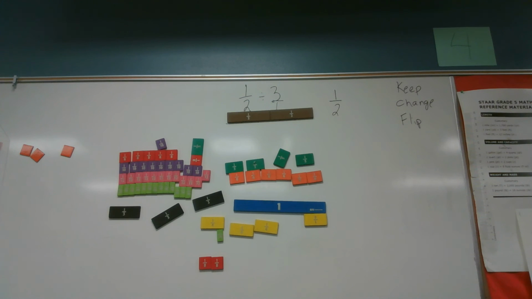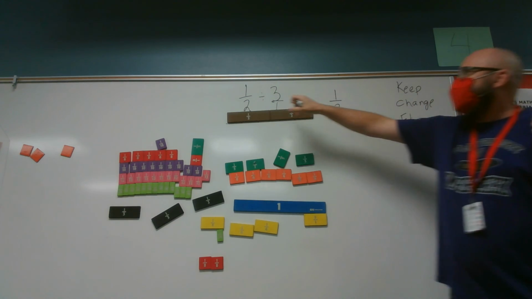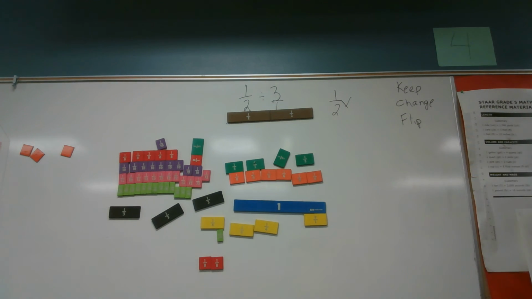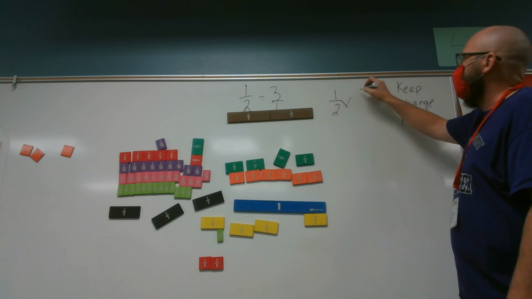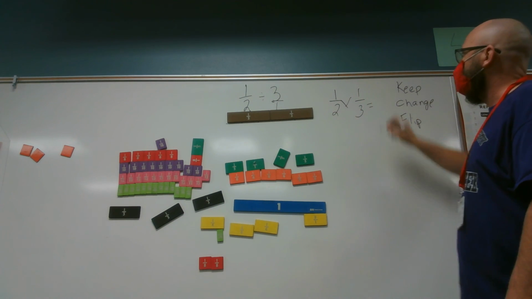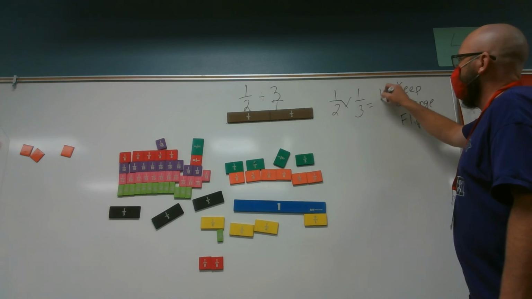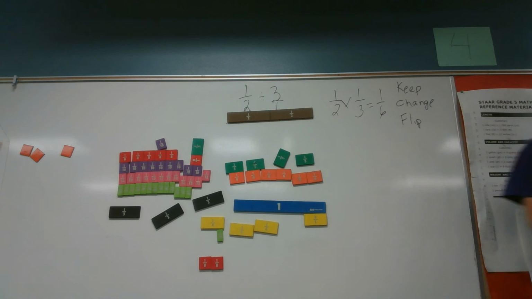So we're staying 1/2. The second, where it says change, we change the division to multiplication. And the flip means we flip the other fraction over, so then it becomes 1/3. Then when you multiply fractions, you just multiply straight across and you'd get 1/6, just like we did with the picture.